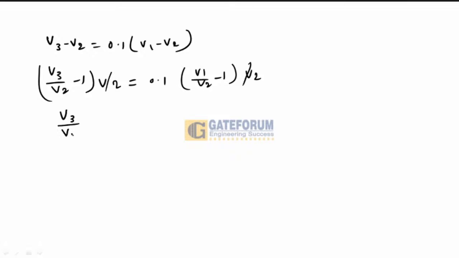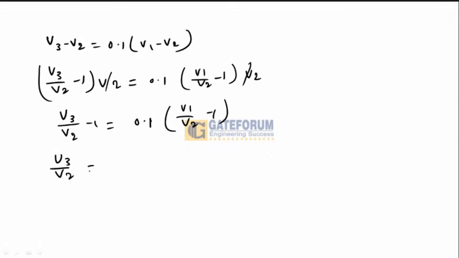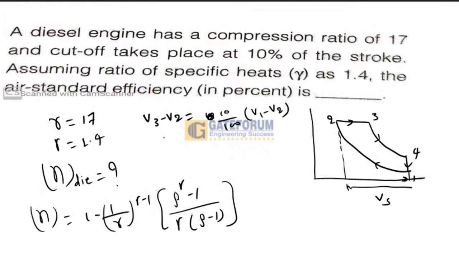So you can write v3 upon v2 minus 1 equals 0.1 times v1 upon v2 minus 1. Why have I done this? Because v1 upon v2 is known and I have to calculate v3 upon v2. So you can write plus 1 on the other side, and it will be positive: 0.1 times v1 upon v2 minus 1, plus 1. What is v1 upon v2? It is given here as 17. So v1 upon v2 is 17.